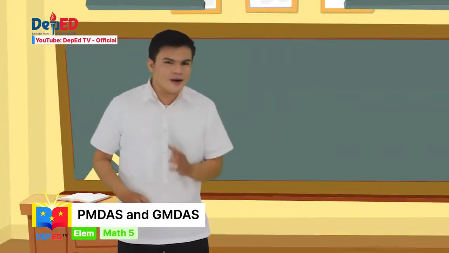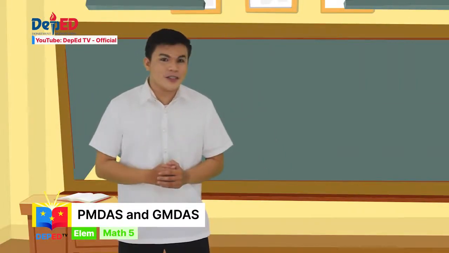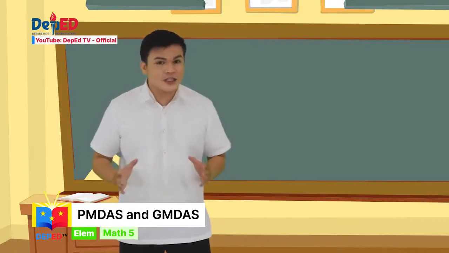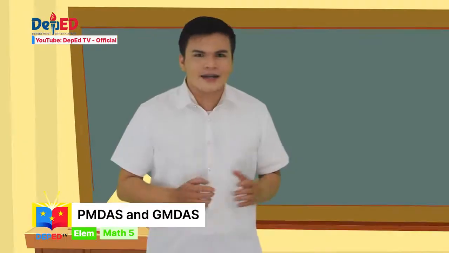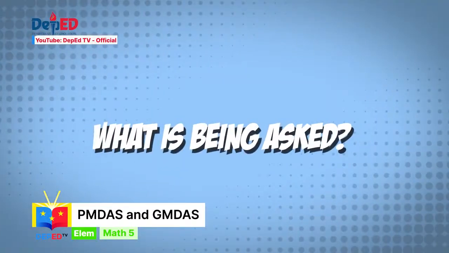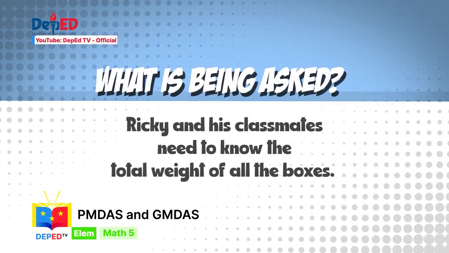Since you already know the concepts and rules of order of operations, can you now help Ricky the Super Kid and his classmates in his special assignment? Let's go back to the adventure of Super Math. Ricky and his classmates need to know the total weight of all the boxes.